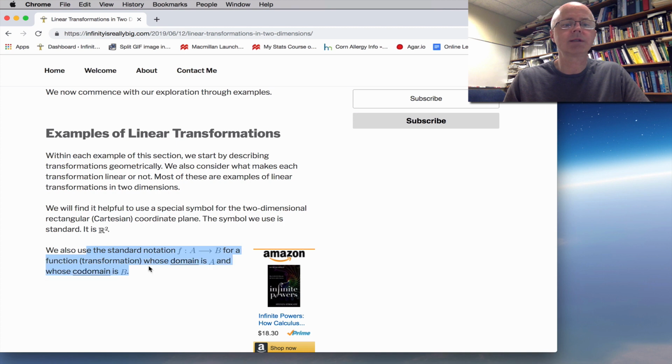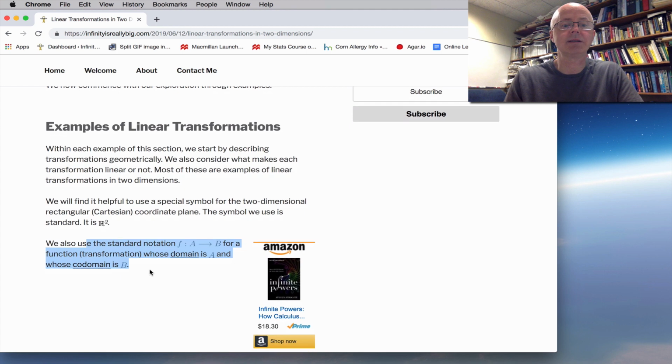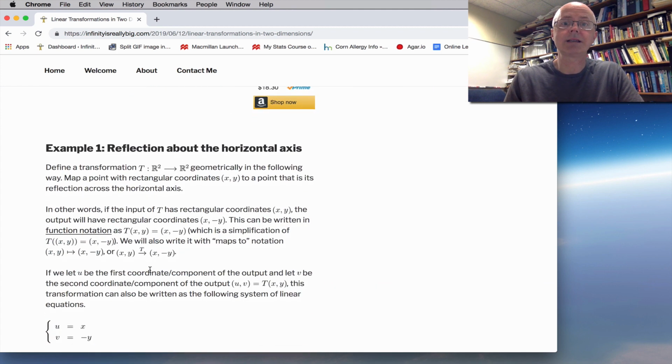We're also going to use this arrow notation for a function whose domain is the thing on the left. The A is the domain, which will be the plane for our examples, and it maps points in its domain to its codomain, B, which will also be the plane for our examples. So the inputs are from A and the outputs are from B. That's going to be standard notation as well. Now let's get into our examples.